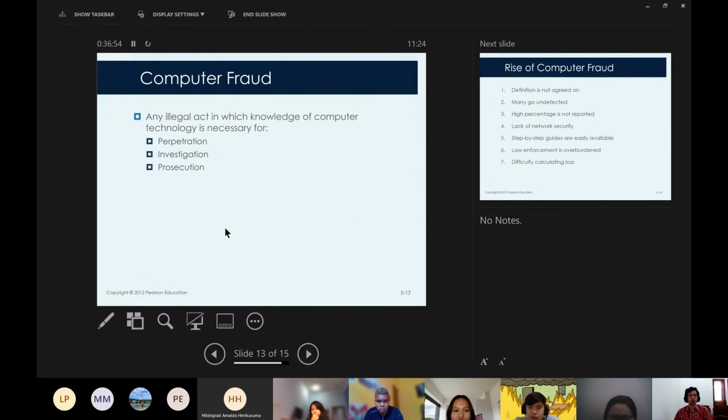Okay, computer fraud. Computer fraud is any illegal act for which knowledge of computer technology is necessary for perpetration. So you use computer technology to commit fraud. In investigation, the police will use computers to investigate, and in prosecution, the prosecutor will use them.